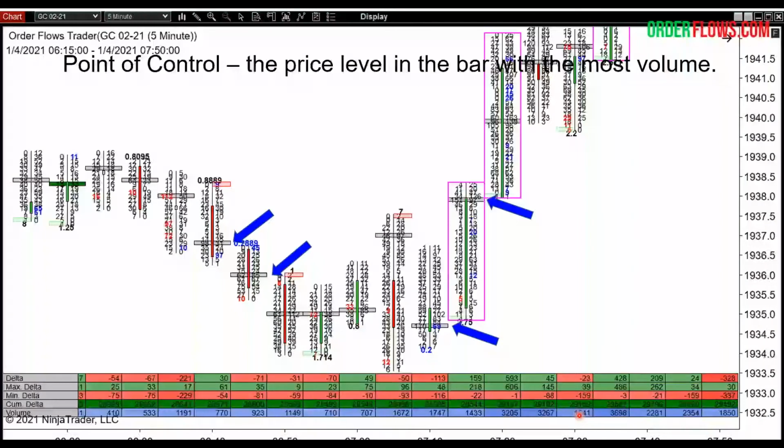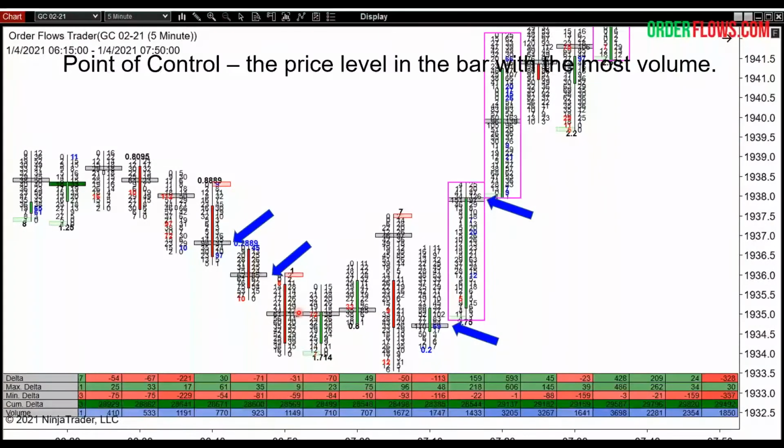Now the point of control is the price level in the bar with the most volume. No fancy calculation. You just take the volume traded on the bid at a price and the volume traded on the offer at the price. And if that price level has the most volume, that's what's considered the point of control. Okay, every bar is going to have one. And generally, as the market is moving down, point of control is going to migrate lower, lower, lower, lower. Then as you go sideways, points of control generally line up around the same area, not necessarily at the same level, but within one or two price levels usually.